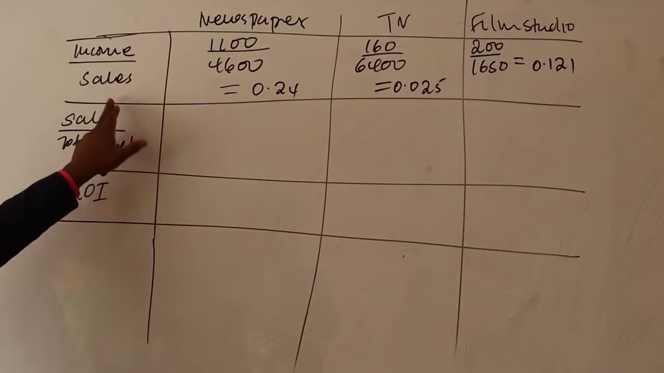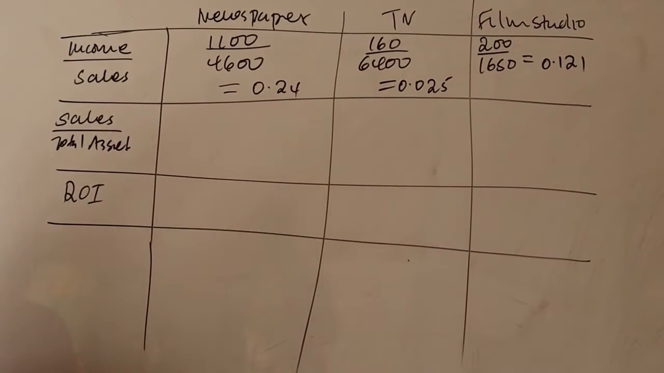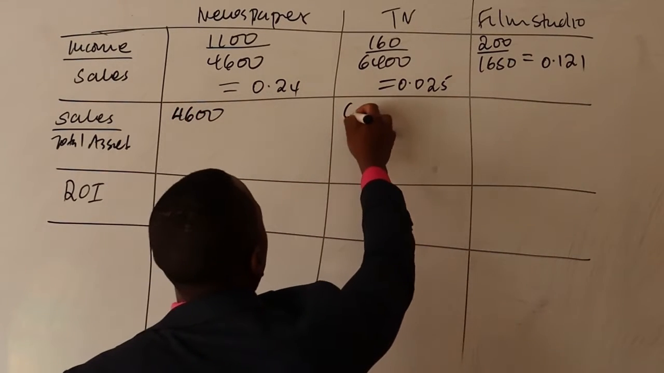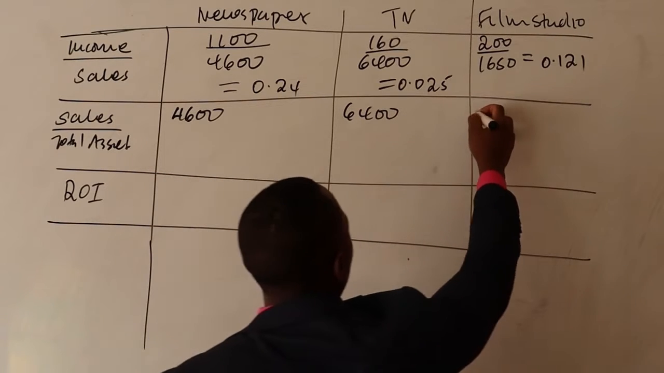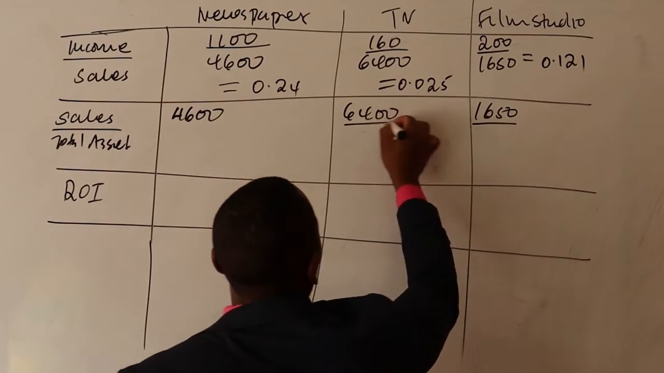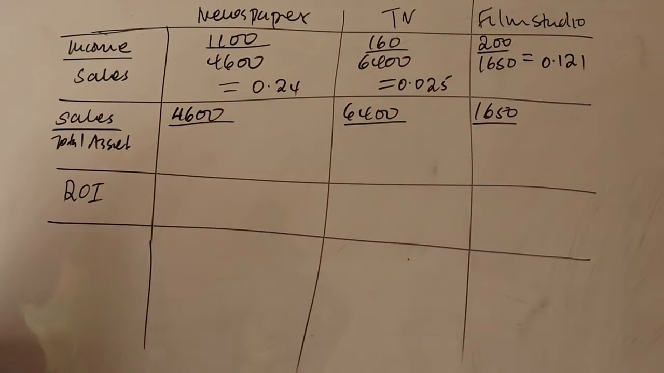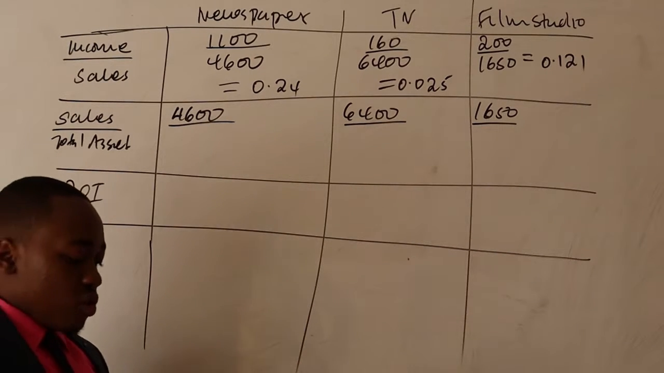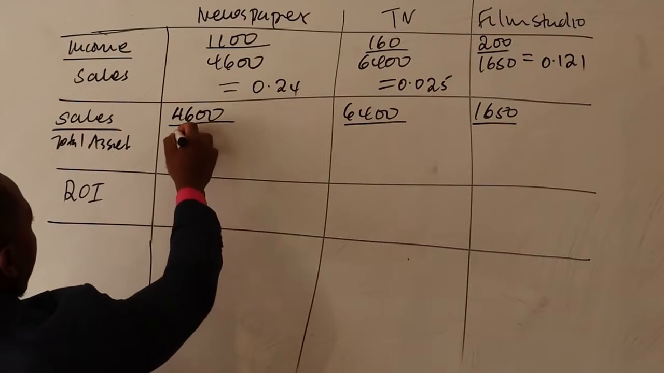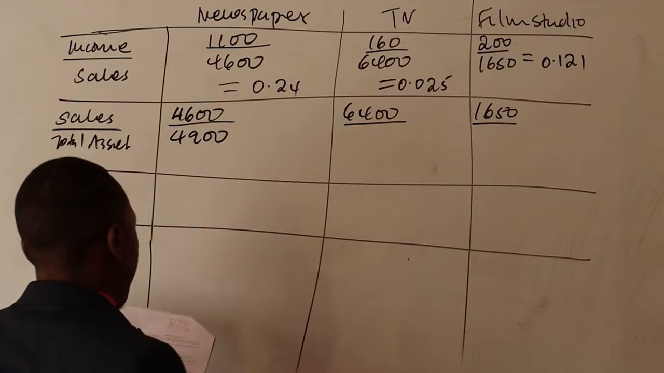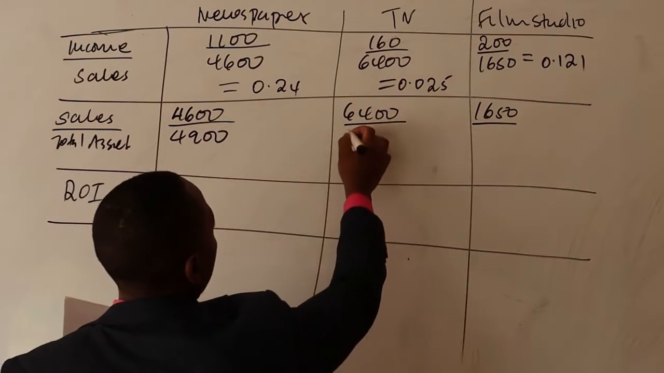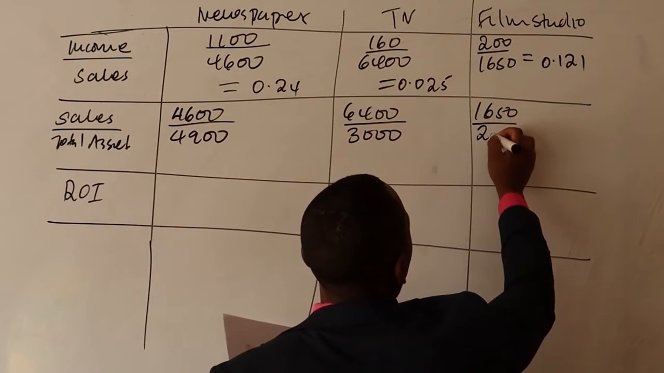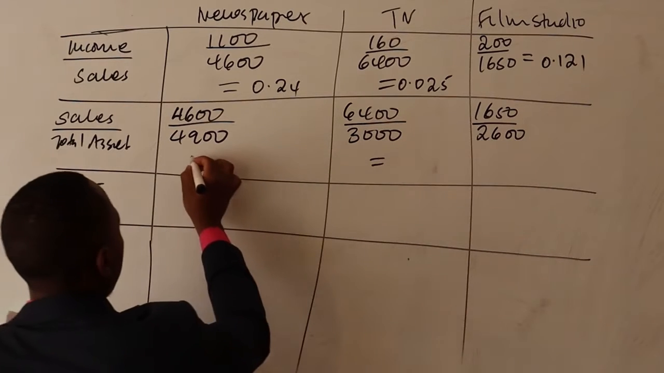In this case, you take the sales. For newspaper, how much were the sales? It was 4600. For television it was 6400. And for the film studio it was 1650. Then we divide by the total assets. How much were our total assets? For newspaper, 2016 was 4900. Television was 3000. And for the film studio it was 2600. So what do you have there?